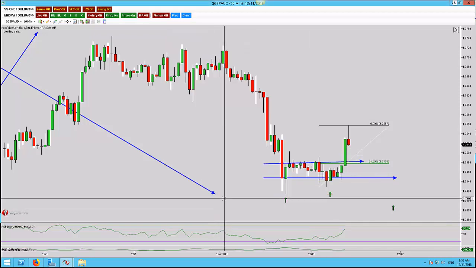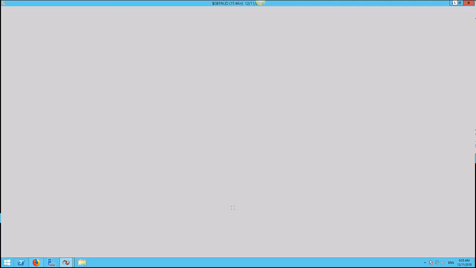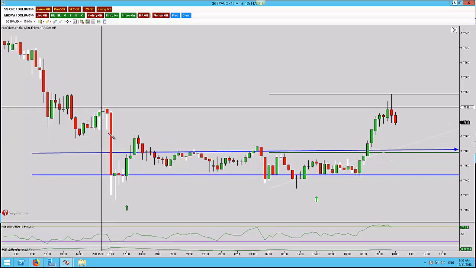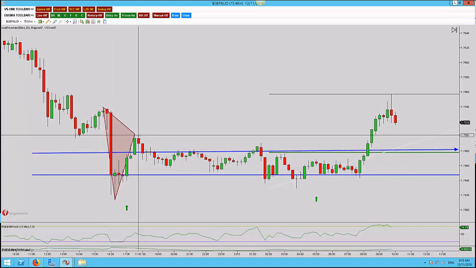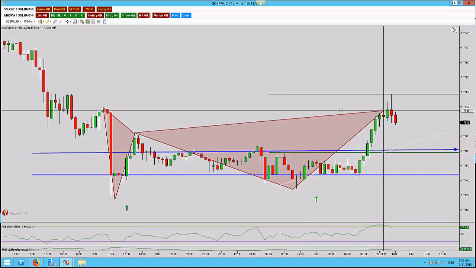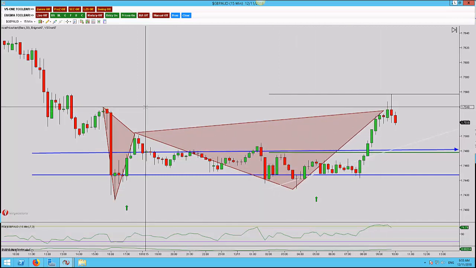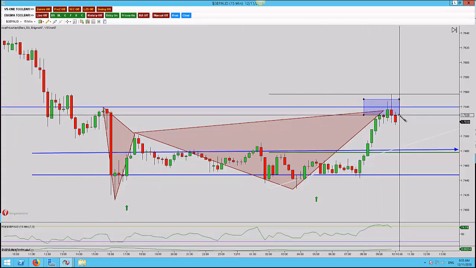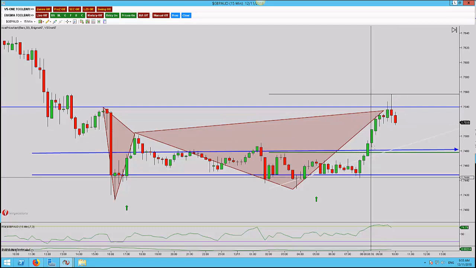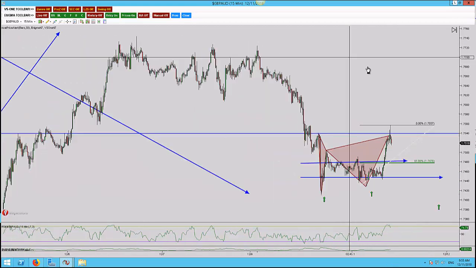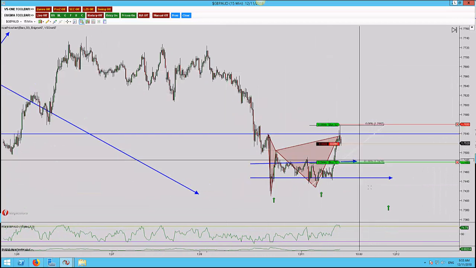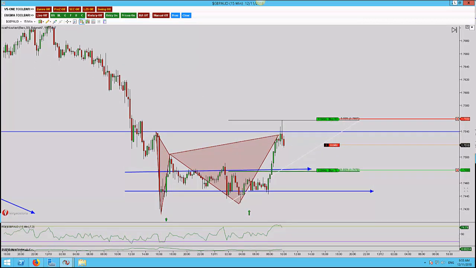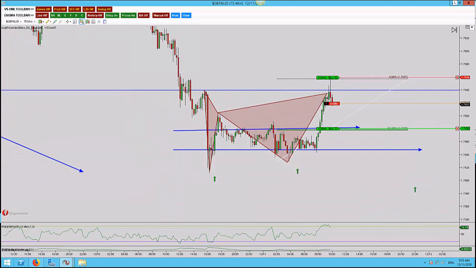So that means if I go to the 15 and we re-look at our pattern that we've entered, what I'm going to do is just draw it out. So there's the X leg, A, B, C, D completion up here. Very importantly, if I put a structure level on here, which is the top of our X leg, you can see right here we spiked through it, but we did not violate it. So if we're looking at the market coming back down to a 618, then that means that I can play for an extension here.